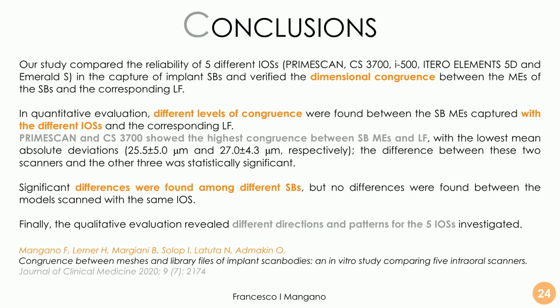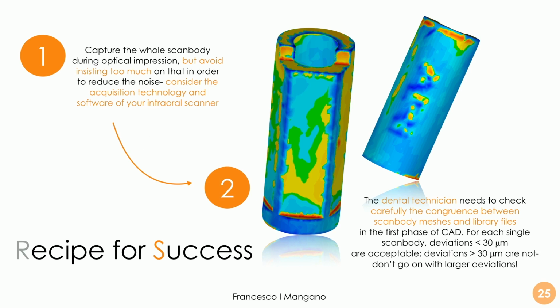So the quantitative evaluation reflected this concept, and the qualitative evaluation revealed also different directions and patterns for the 5 intraoral scanners, with a peculiar direction and pattern of reconstruction for the CS3700 more similar to the desktop scanner. I think all this information is very important, and of course there's a need of more literature, more research, more studies, but one of the very important recipes for success when working with implant supported restoration, particularly in the full arch, because of course if we are making one crown over one implant it is not so important, but the more implants you add, the more difficult it is, so the more precision is needed.